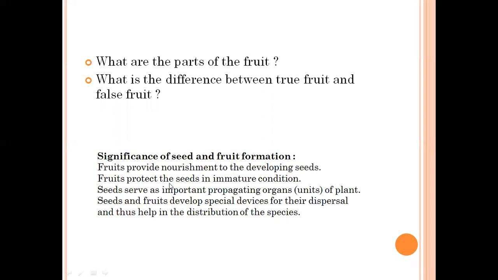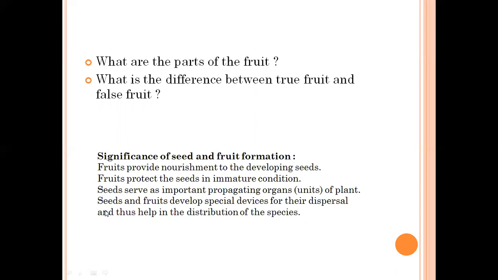Second, fruits protect the seeds in immature condition. That means at the early stages of development, when the seeds are in immature condition, fruits protect those seeds. Next, seeds serve as important propagating organs, units of the plant. Near about 70 to 80% of plants are produced because of seeds. So the third significance of the seed is that it serves as an important propagating organ or unit.